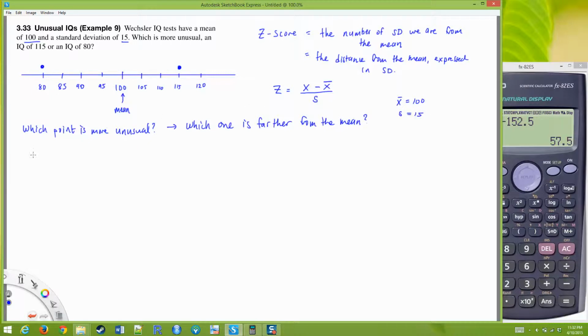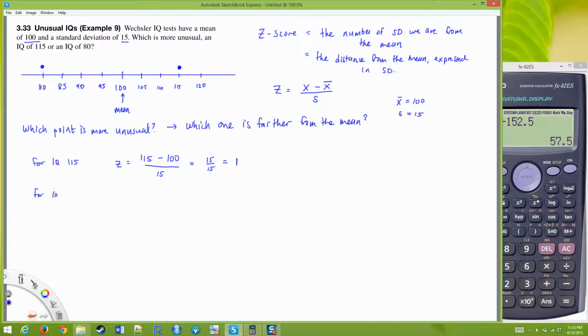For our first data point, IQ 115, our z is equal to 115, that's our current data point, minus the mean, x bar, 100, divided by the standard deviation of 15. 115 minus 100 is 15, divided by 15. I get a z-score of positive 1.